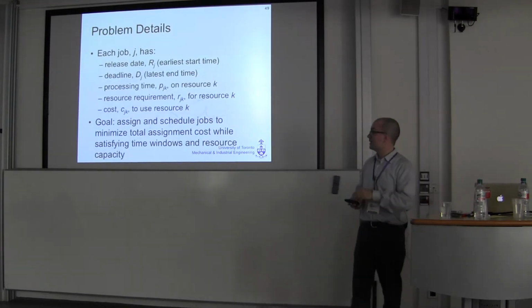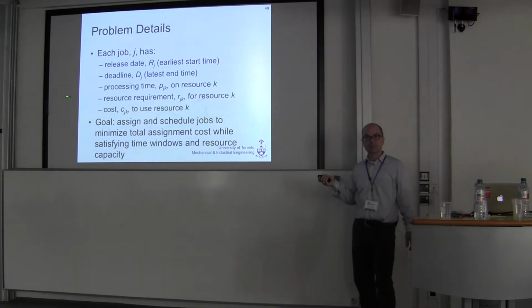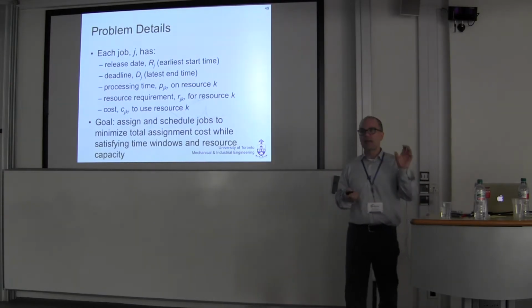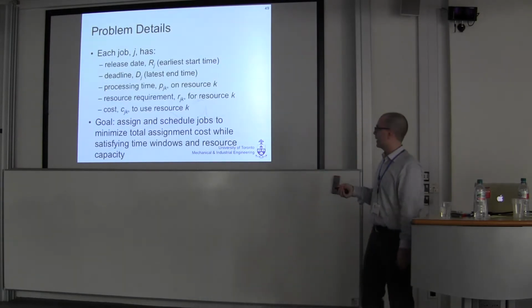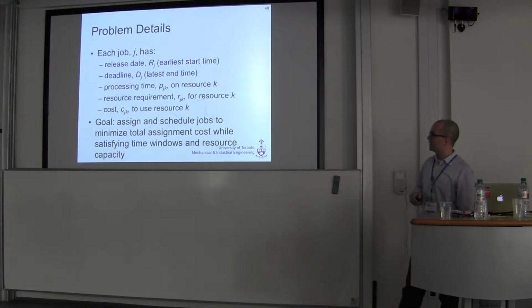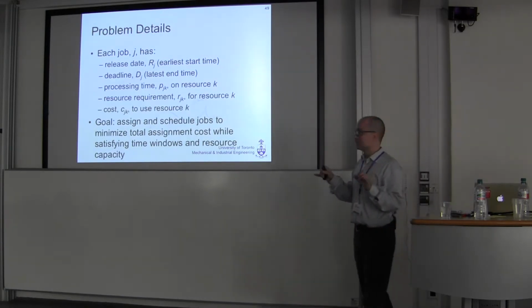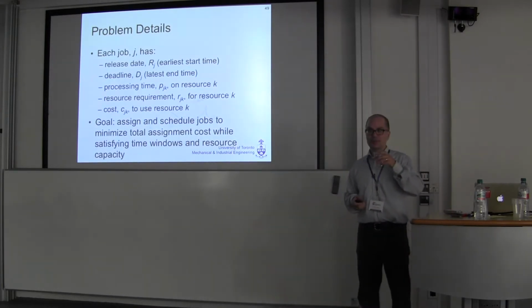This is actually a fairly simple cost structure, because all I'm going to do is minimize the sum of my assignment costs, subject to having feasible schedules on each of the machines. Okay? So we want to assign and schedule jobs to minimize the total assignment cost while satisfying the time windows and the resource capacities. Any questions about this problem?